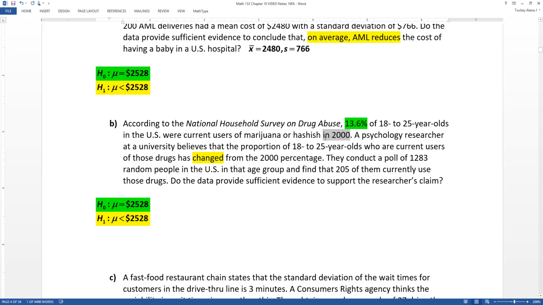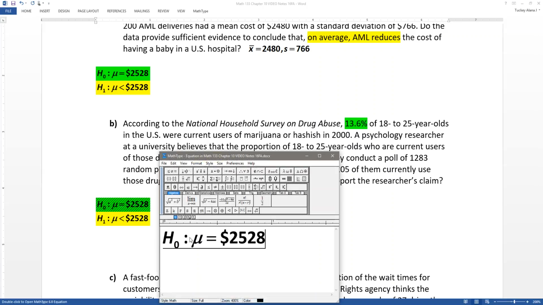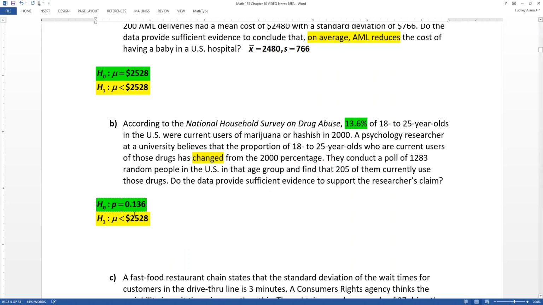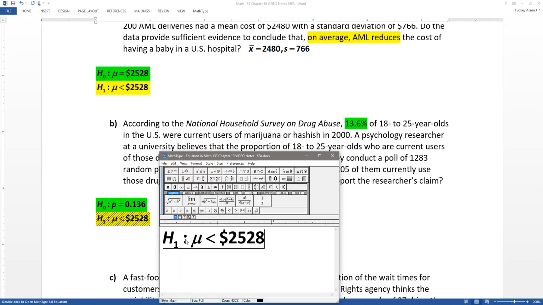That's just the year. Okay, so we assume, and we're talking about proportions, you can see percentages flying all around the problem. That's kind of a sign. When you see percentages, that's a proportion question. So we assume that the proportion is 0.136 unless we can prove that it's not 0.136 because change does not imply any particular direction. This is a two-tailed test.